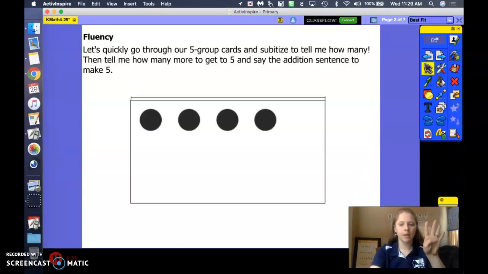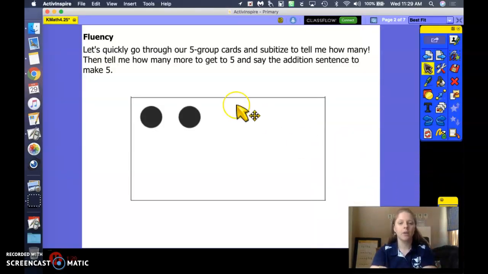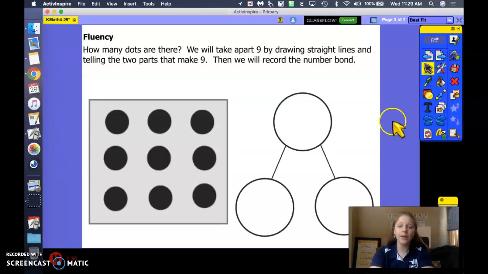Show me 4. How many are missing? 1. Show me these fingers. 4 and 1 makes 5. All right, and last one. We see 2. How many are missing? 3. Show me these fingers. 2 and 3 makes 5. Good job, friends. All right, let's count how many dots are on the board.